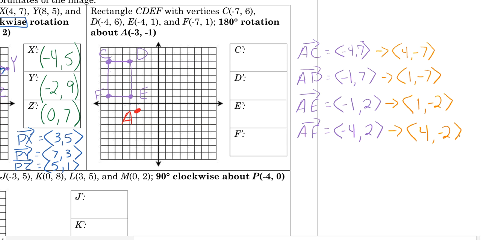All right, and then if we go ahead and graph those, starting at A, if I go 4 to the right, 1, 2, 3, 4, down 7, 1, 2, 3, 4, 5, 6, 7, my image of C is going to be right there. Again, make sure that you're labeling it properly. If I go then for AD prime, I'm going to go 1 to the right, down 7, D prime. For AE prime, I'm going to go 1 to the right, 2 down, and that's going to be E prime. And then for the vector AF prime, I'm going to go 4 to the right, 1, 2, 3, 4, and then 2 down, and that's going to give me F prime. And I should have a congruent rotated shape 180 degrees. Okay, and then you can just fill in what those points are.